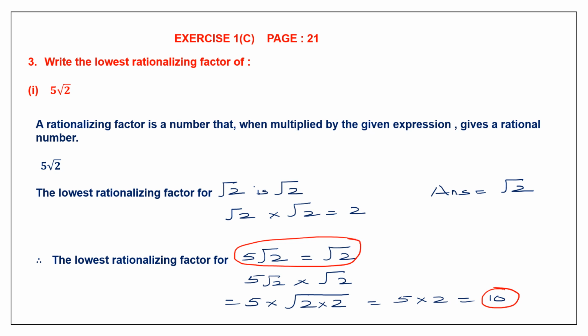What I've written below is just the explanation for it. So this is our answer. Question 2, the square root of 24. We have to find the rationalizing factor of the square root of 24.